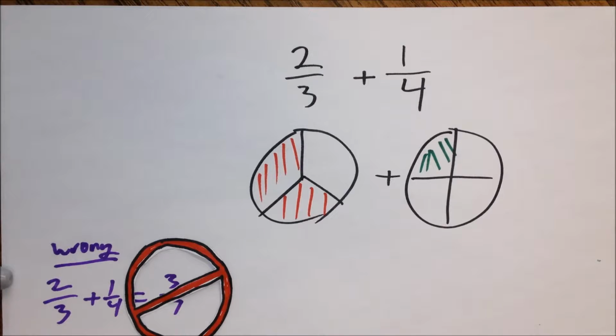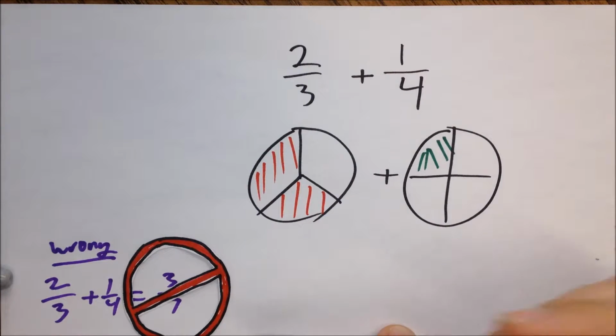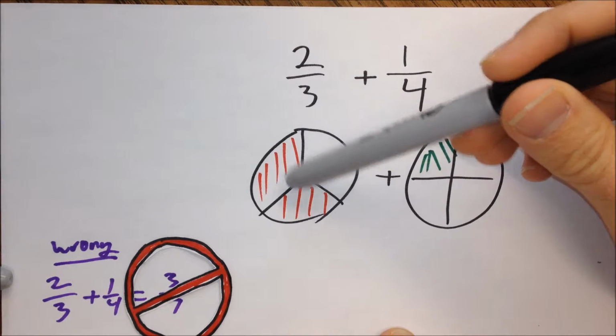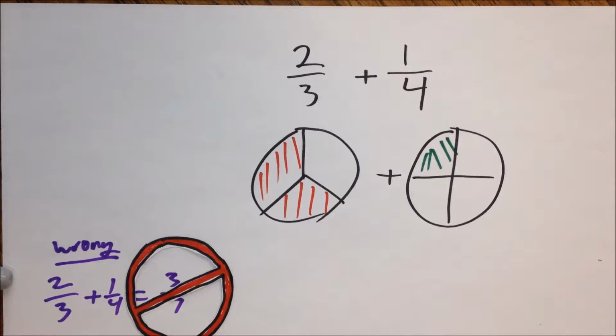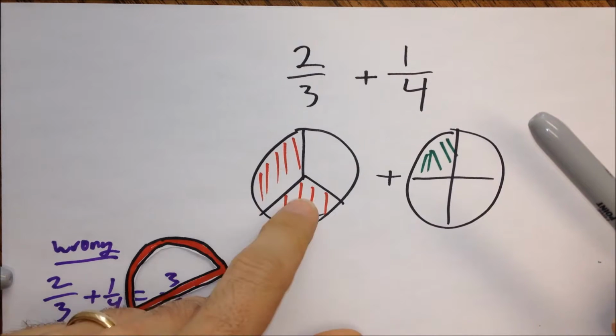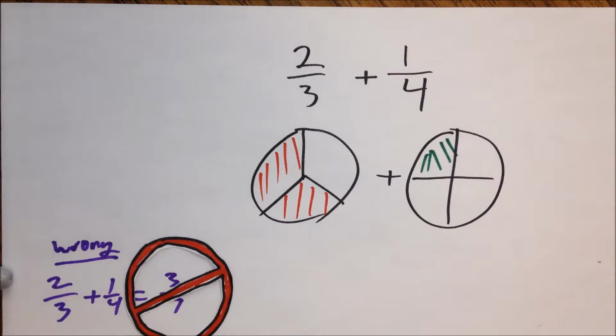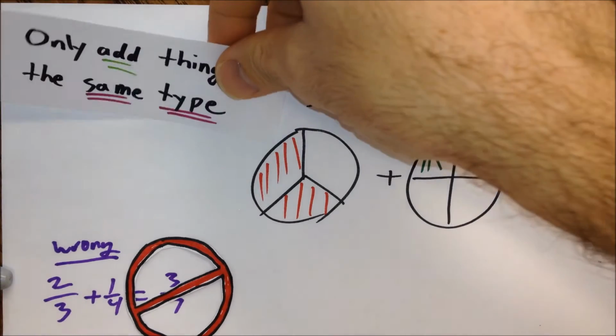But the question is, why don't we add across the top and add across the bottom? Well, you'll notice that we definitely have 3 pieces. We have 1, 2, 3 pieces. But these pieces are not of the same type. They're different types of pieces. It's almost like saying if you have 2 apples and 1 orange, how many do you have? And the answer is, who knows, because they're different types of objects. And so you can't just add different objects together. You only can add things that are of the same type.